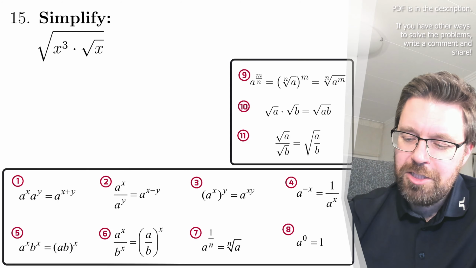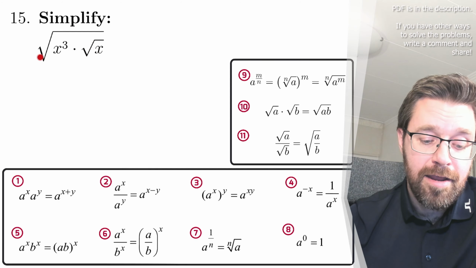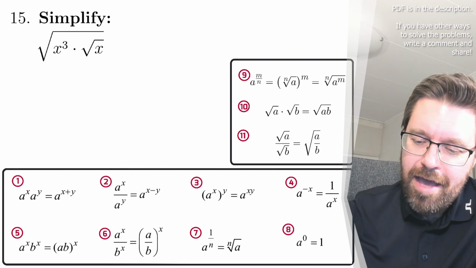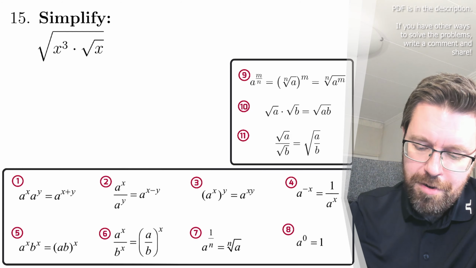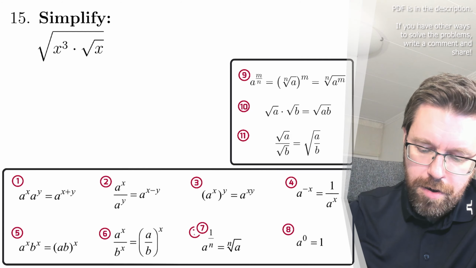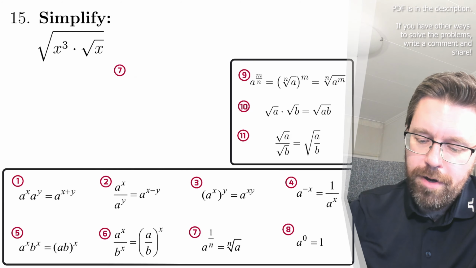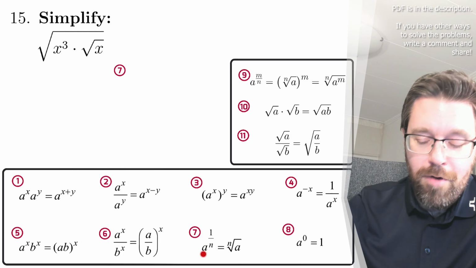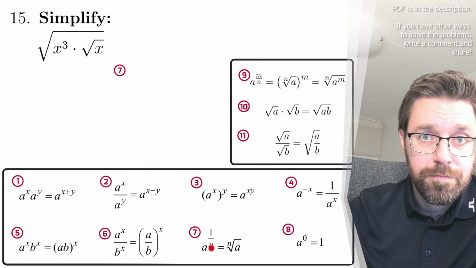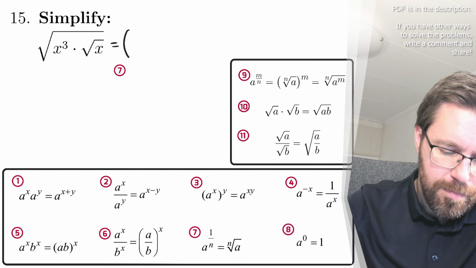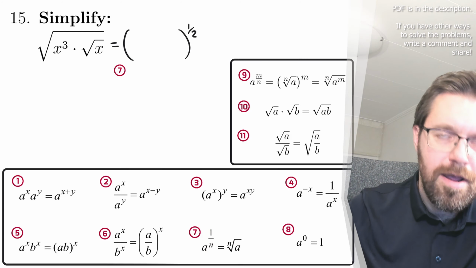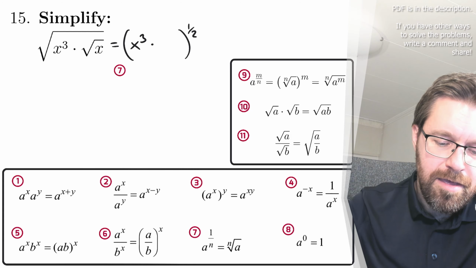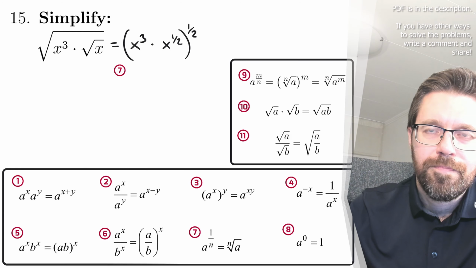Number 15, you have one square root inside another square root, and I don't think square roots are so fun to work with. So I use rule number 7 at once to get rid of the square roots. With rule number 7, you can rewrite a square root like a power raised to 1 over 2. So it equals the whole expression raised to 1 over 2, and inside the parentheses we have x raised to 3 and then times x raised to 1/2.